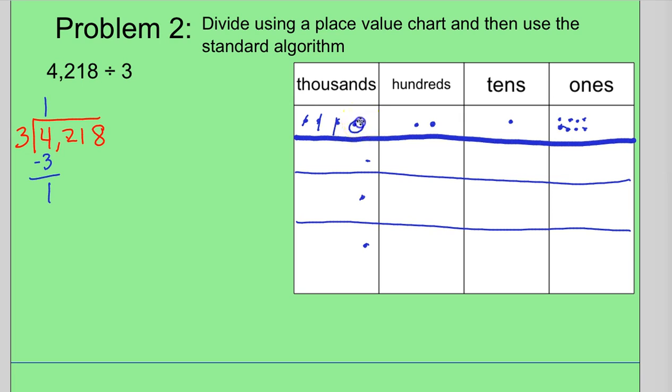So I'm going to have to regroup that. I'm going to have to move it over to the hundreds place. And 10 hundreds equals 1,000. So 1, 2, 3, 4, 5, 6, 7, 8, 9, 10, 11, 12 total. Because when I bring down the 2, I have already had 2 there. So now I'm going to divide my 12 hundreds by 3.